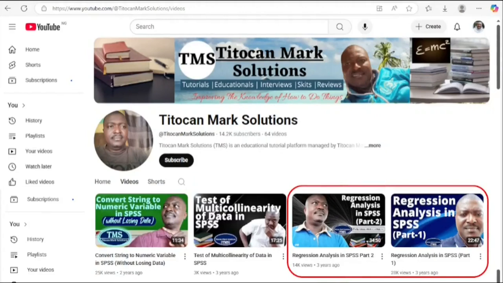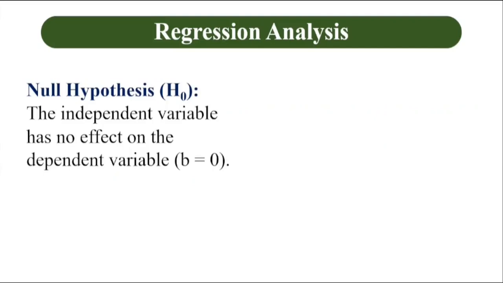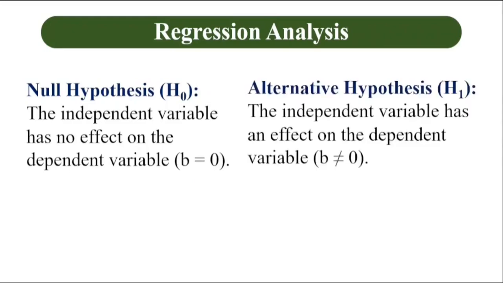Now, let's see the statement of hypothesis for this type of analysis. The null hypothesis states that the independent variable has no effect on the dependent variable, that is b equals 0, while the alternative hypothesis states that the independent variable has an effect on the dependent variable, that is b is not equal to 0. This can be written like this.